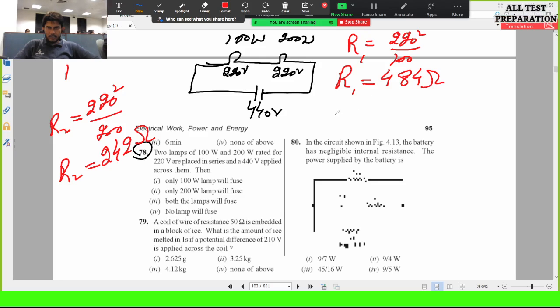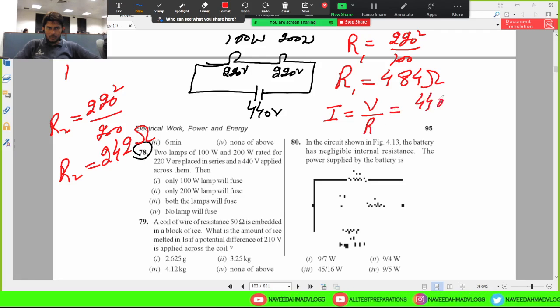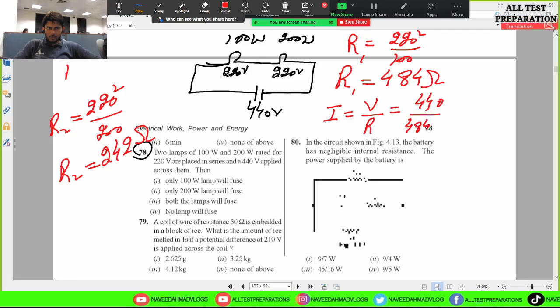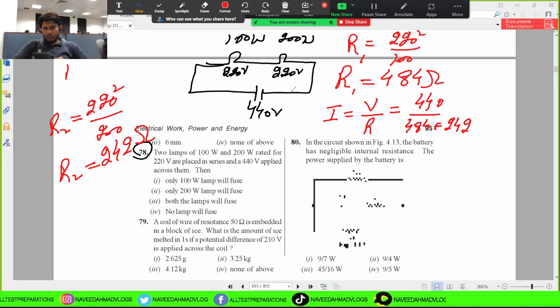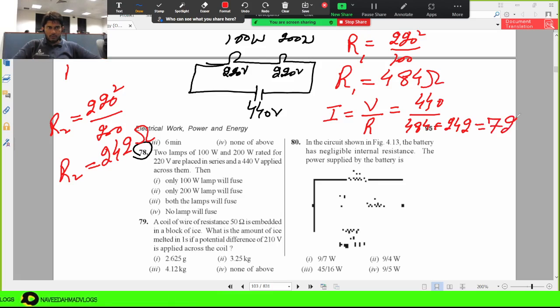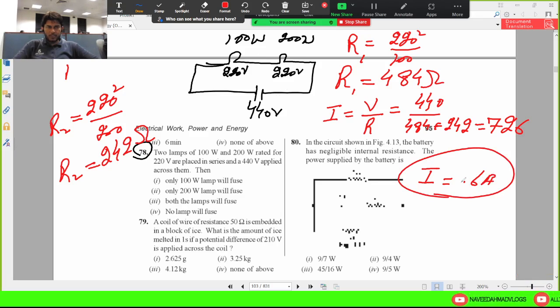We need to find the current. So your current I will be equal to V divided by total R. V is equal to 440 divided by total R, 484 plus 242. So 242 plus 484 is equal to 726. 440 divided by 726 is equal to 0.6. So your current will be equal to 0.6 ampere.